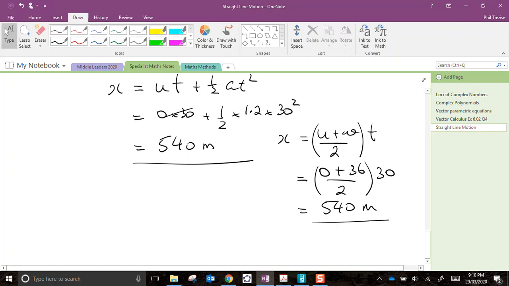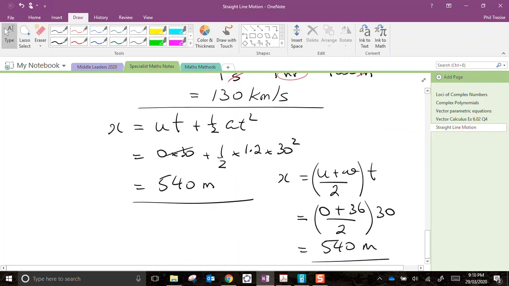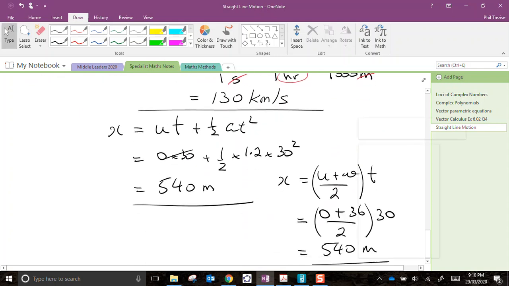So there we have a pretty straightforward example of how to use our equations of motion. I've used 2 alternate versions here for displacement. Obviously we only have to do one of them, and that's a nice, neat little introduction to the equations of motion.